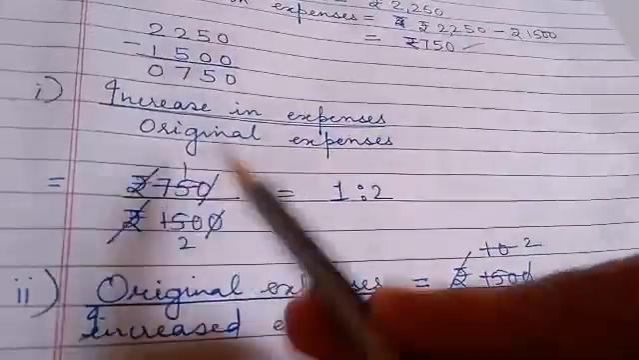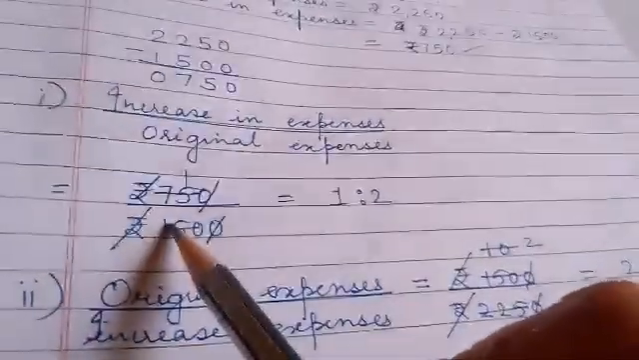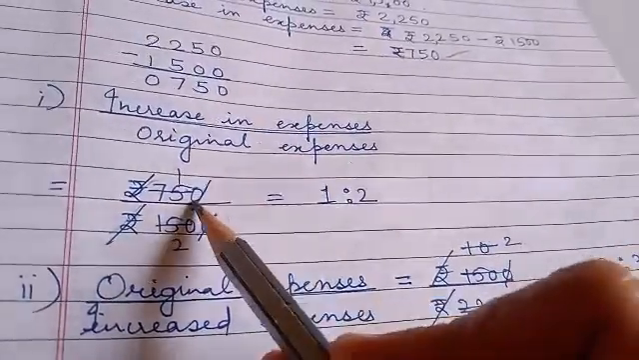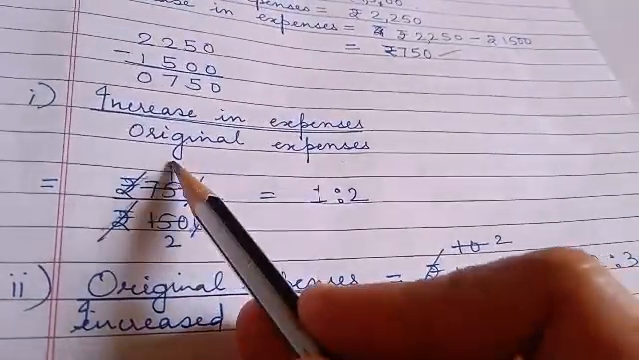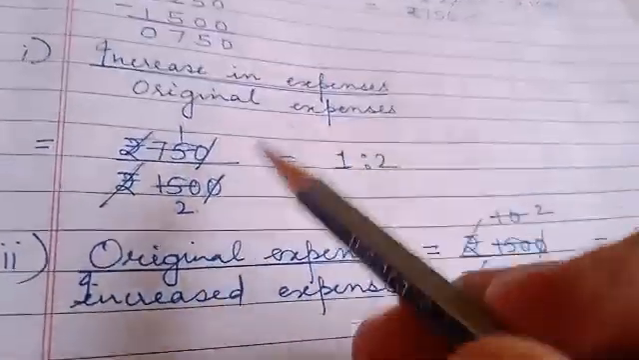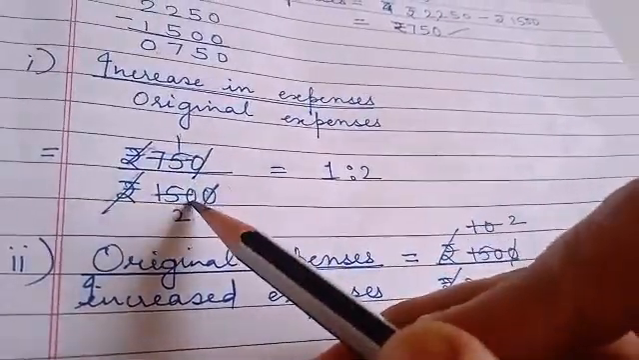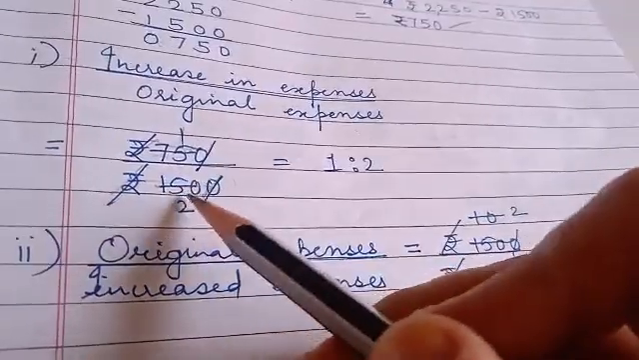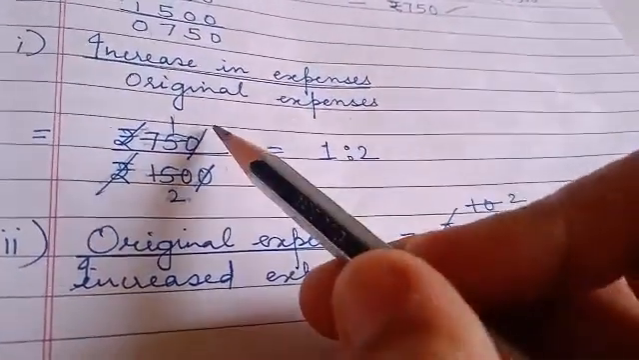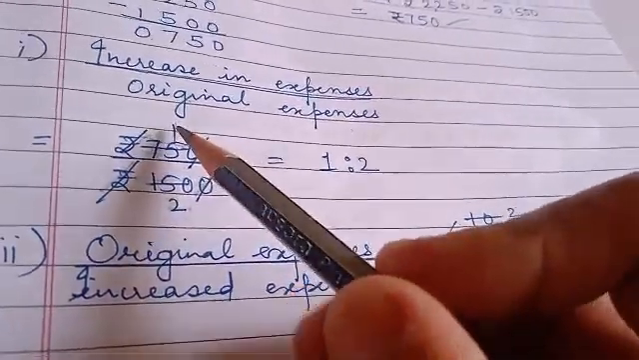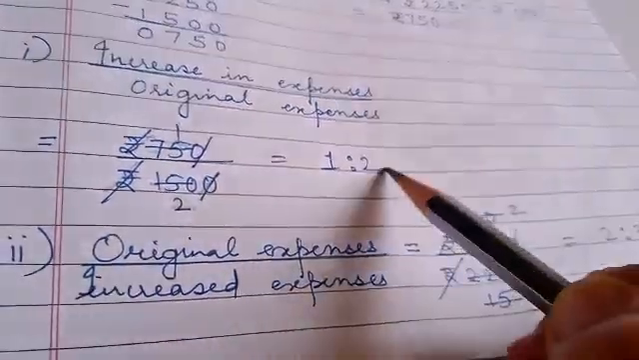So increase in expenses 750, original expenses 1,500. Okay, rupees with rupees gets cancelled, 0 with 0 gets cancelled. 75 ones are 75, 75 twos are 150. Okay, you know that 75 plus 75 is 150. So I have used that logic. Or by the usual method you can use the table of 5. So my final ratio is 1:2.